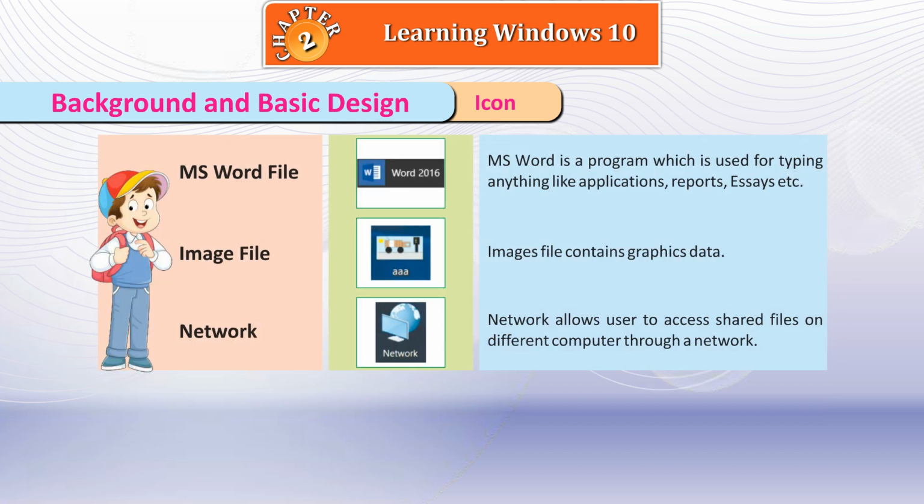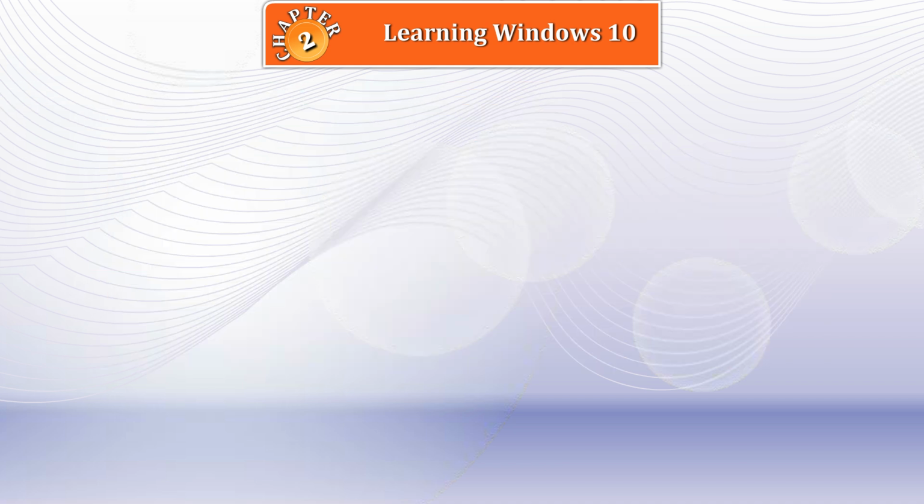MS Word file. MS Word is a program which is used for typing anything like applications, reports, essays, etc. Image file. Image file contains graphics data. Network. Network allows users to access shared files on different computers through a network.